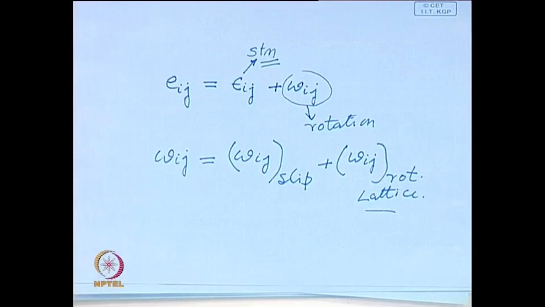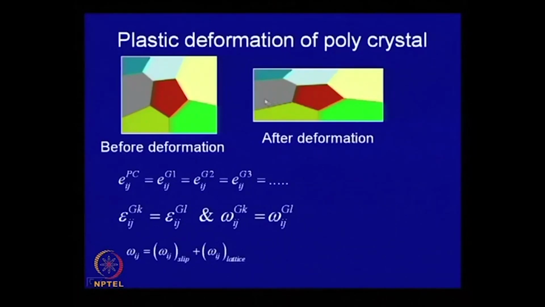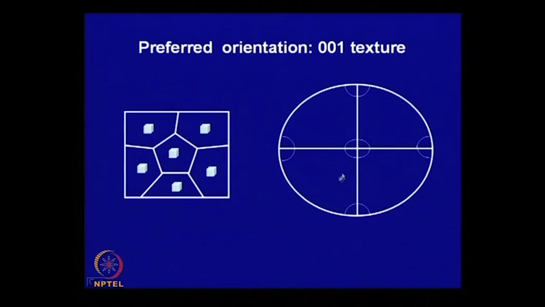So then what will happen? If we go back here, each grain will have a lattice rotation which is different from this one, and the lattice rotation of this one will be different from that one, so that continuity is maintained across the boundary. This will result in the development of some preferred orientation due to the deformation process, which is pictorially shown here. Here you see in each grain, all these crystal axes are identically oriented, which is shown like this.